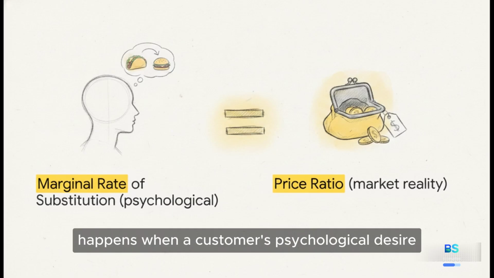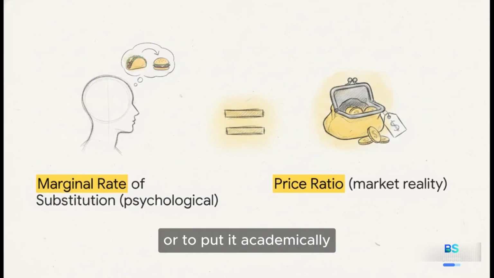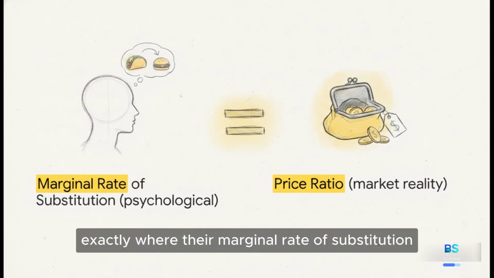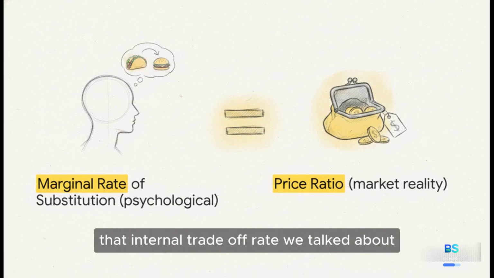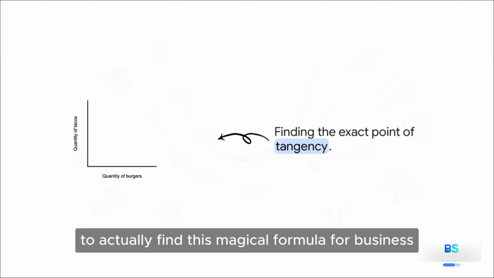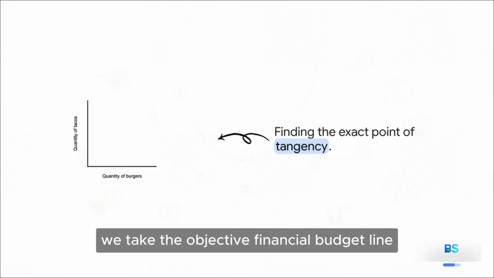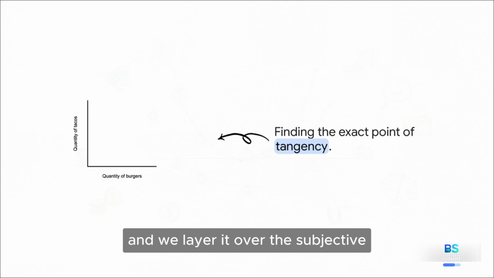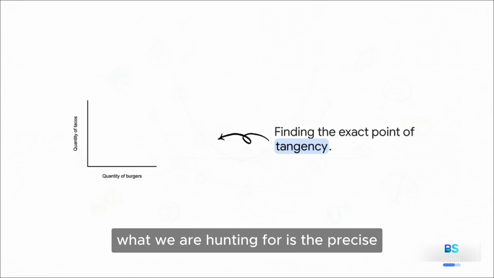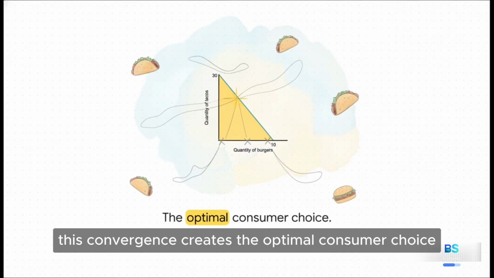Maximizing utility happens when a customer's psychological desire perfectly aligns with market realities. Or to put it academically, they maximize utility exactly where their marginal rate of substitution, that internal trade-off rate we talked about, perfectly matches the actual market price ratio of the goods. To actually find this magical formula for business success, we have to merge our two distinct concepts together. We take the objective financial budget line and we layer it over the subjective psychological indifference map. What we are hunting for is the precise mathematical point of tangency. And boom, this convergence creates the optimal consumer choice.